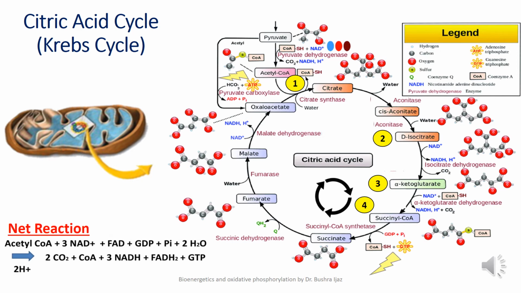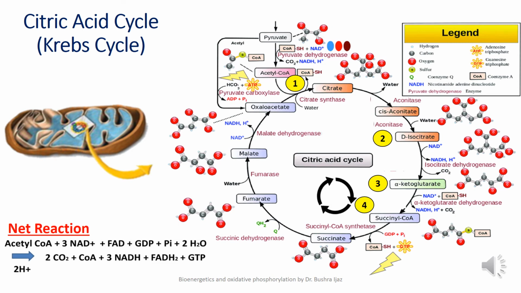Now let's look at the citric acid cycle in detail. The citric acid cycle, as I told you, is also known as the Krebs cycle. That's because it was identified in 1937 by 2 biologists. One was Hans Adolf Krebs and the other one was William Johnson. While Krebs' contribution was greater, that's why it is also called the Krebs cycle.